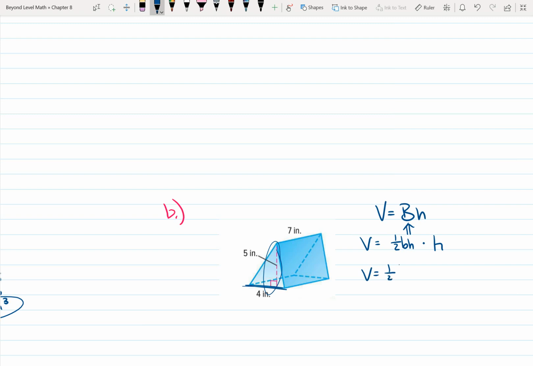So let's plug in what we know. V equals 1/2, base of the triangle is 4, height of the triangle is 5, times height of the prism, which is 7. So 1/2 times 4 is 2, times 5 is 10, times 7, V equals 70 inches cubed. Ooh, that's a terrible circle. Oval. 70 inches cubed.